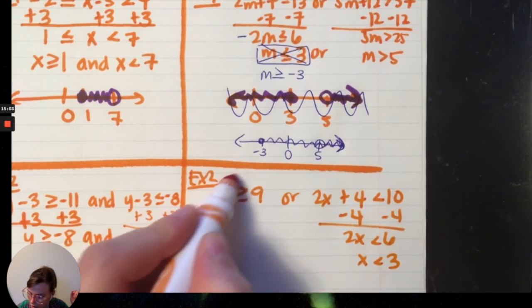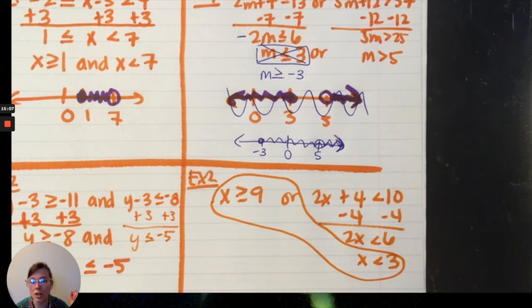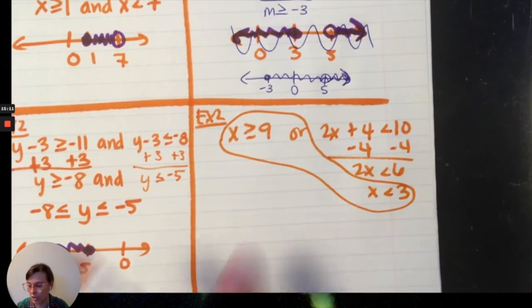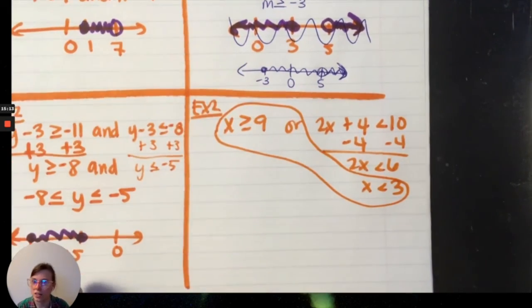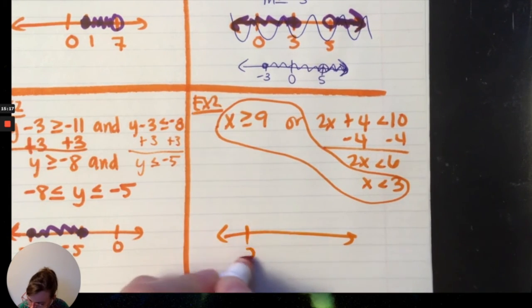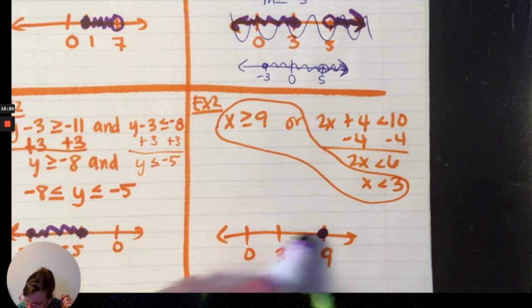So I'm going to be graphing this. x is greater than or equal to 9 or x is less than 3. So this is one of your typical ors, and that's why I was like, okay, this is an okay example for example 1. Again, they're only positive numbers. What circles are they? Are they open or are they closed? This one's going to be closed. This one's going to be open.